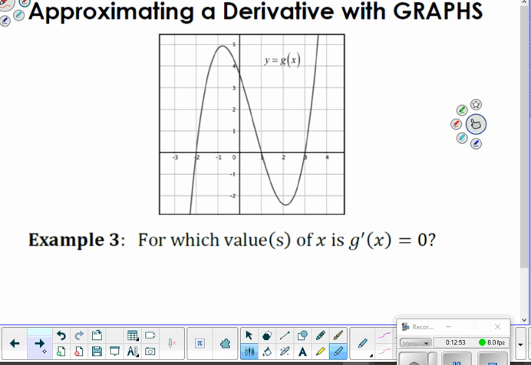Next question: for which values of x is g prime of x equal to 0? Imagine to yourself what line has a slope of 0. Oh, that's right, horizontal tangent lines have slopes of 0. Where on our picture would you encounter a slope of 0? Right there. And where's the other one? Right there. The max and the min, actually, right?